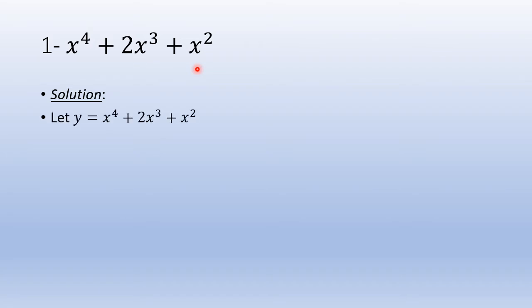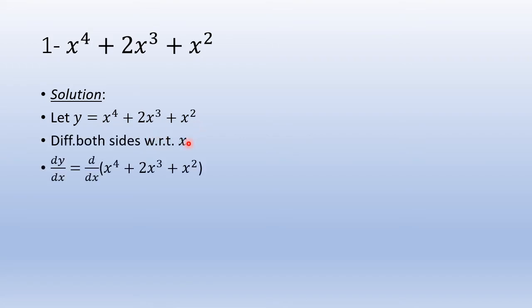So let's start. Let's take y equals x to power 4 plus 2x cube plus x square. We differentiate both the sides with respect to x. On this side we have a sum of three functions, so we are going to apply the sum rule, that is, we will take the derivative of this plus the derivative of this plus the derivative of this.